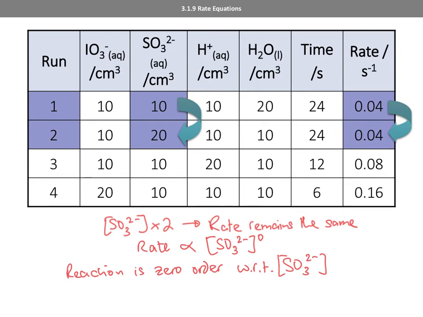And this is one of the sort of revelatory aspects of this topic, I think. Up until this topic, concentration has always, in terms of your education, affected the rate of reaction. And what we're discovering here is that isn't necessarily the case.